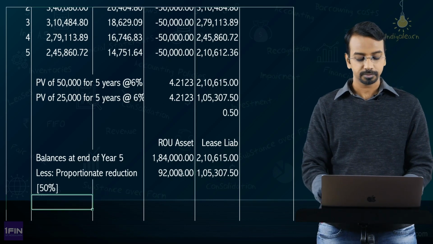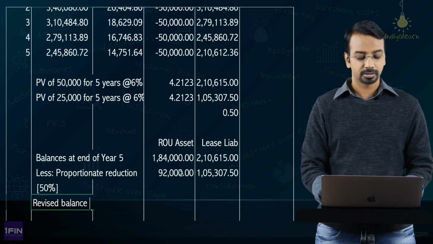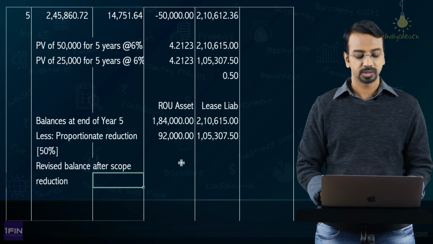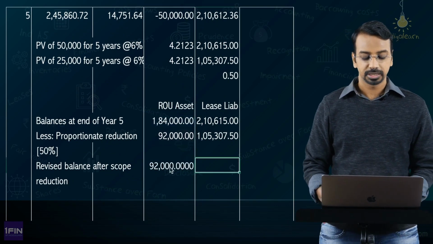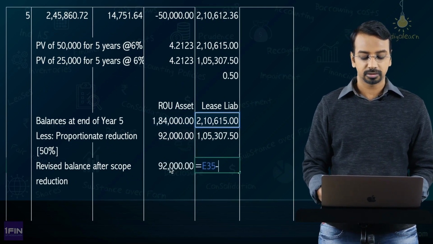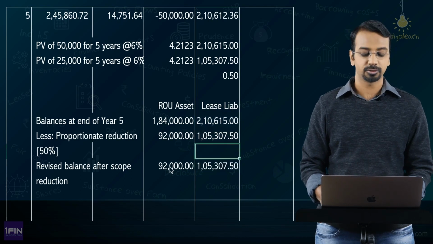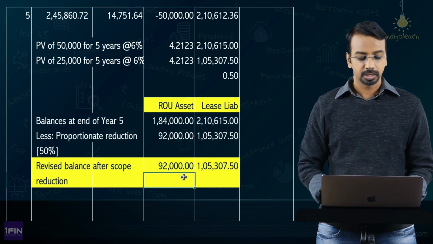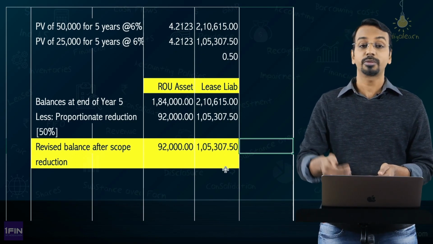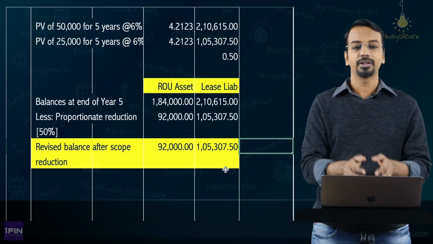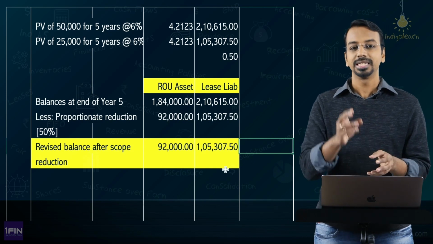So revised balance after scope reduction. Okay, revised balance after scope reduction is 184 minus 92 and 210 minus 105. This is the revised balance. Okay. Now if you see here, my right of use asset has come down by 92,000, but my lease liability has come down by 1,05,307, which means there is a difference.